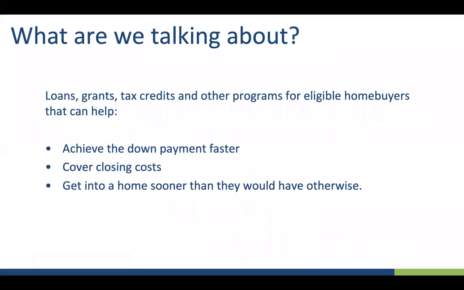Now, what are we talking about when we say homebuyer assistance or down payment assistance? We're going to get into the details, but essentially, and to perhaps oversimplify, these are loans, grants, tax credits, and other programs for eligible homebuyers that can help them get their down payment faster than they otherwise could have or realized that they could have, help cover closing costs. We'll talk a little bit about what that means when you're submitting offers and trying to remain competitive in a bidding war, super competitive, fast-paced market. And it also helps these potential buyers get into a home sooner than they otherwise could have.